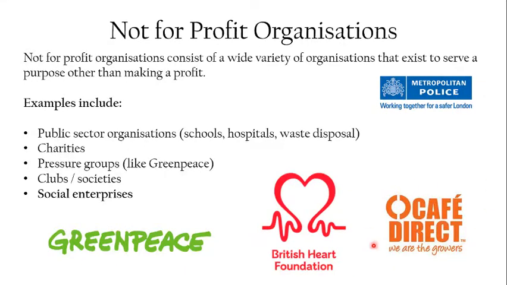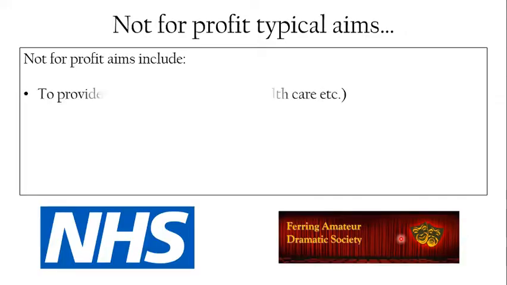Cafe Direct, similarly, they aim to make a profit, but that's not their primary objective. The primary objective of Cafe Direct is to work with growers of tea and coffee to ensure that those people get a good price for their product. If they're profit maximizing, they'd be trying to buy the cheapest possible ingredients. But no, Cafe Direct want to make sure that the people who are growing tea and coffee, who in the past have been exploited by large companies, get a fair price for their tea and coffee.